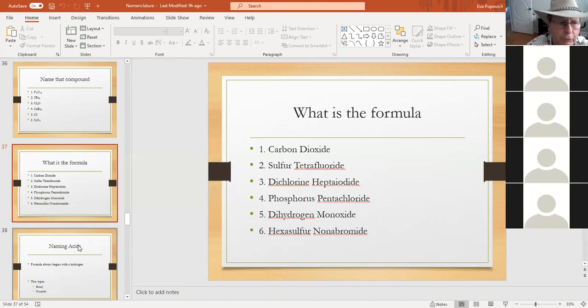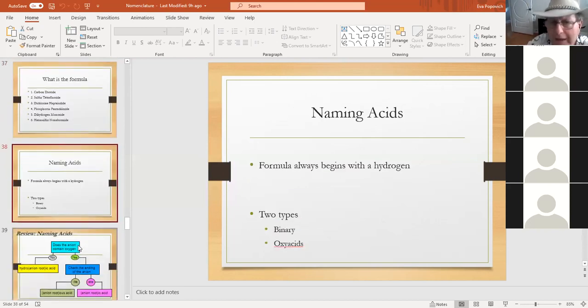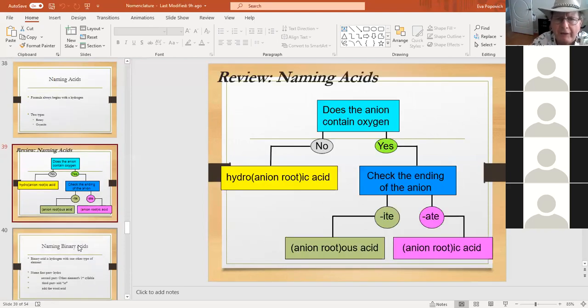Last one we're going to get is we are going to start to name the acids. The last thing we have to do. If you look at an acid, it always begins with hydrogen. There are only 2 compounds I know of that begin with hydrogen that are not acids, and that is water and hydrogen peroxide. So the formula is always going to have a hydrogen in it. There are 2 types. One are the binary. The other are called the oxyacids.